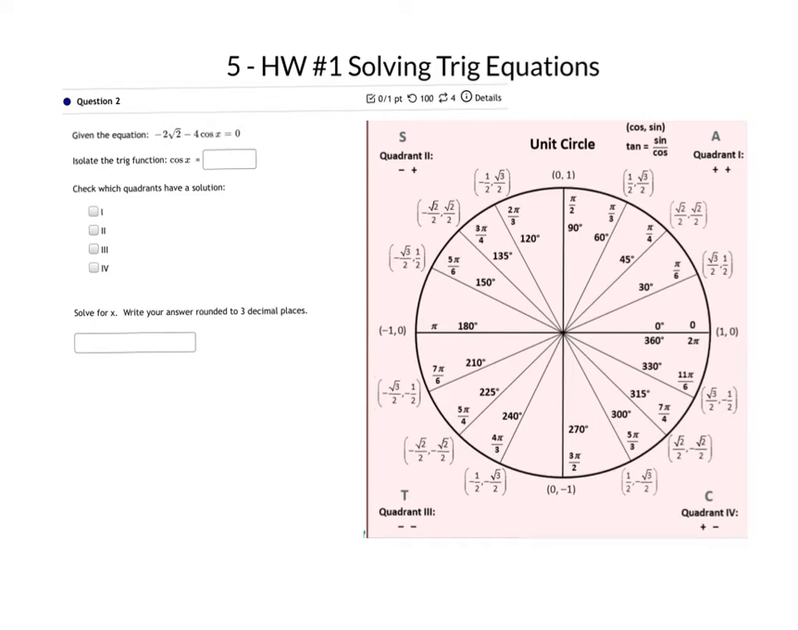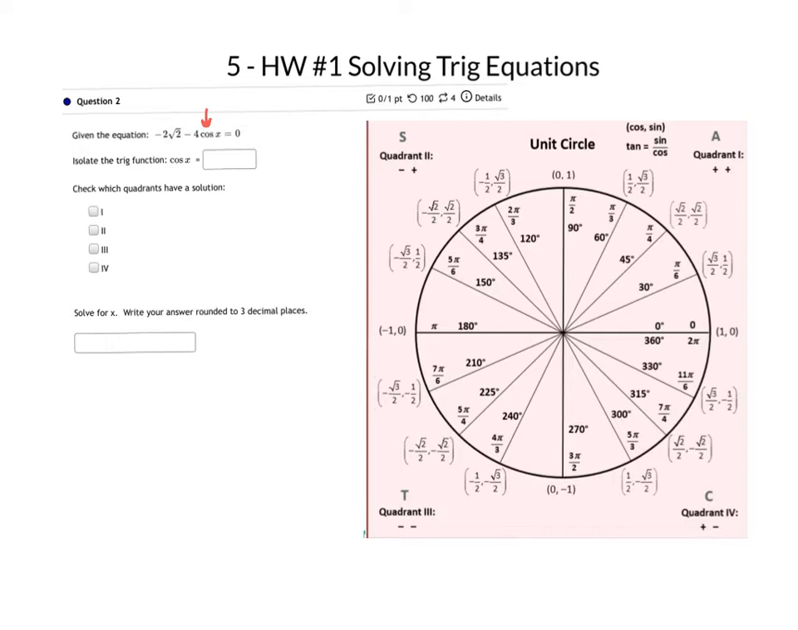We're going to be working on Unit 5, Homework Number 1, Solving Trig Equations. This is going to go along with question number 2 in your assignment. Now, your question number 2 might have this be a sine instead of a cosine, but the next question we'll do will be a sine problem, so you can look at that example to see how to solve the sine one, but they're kind of similar.